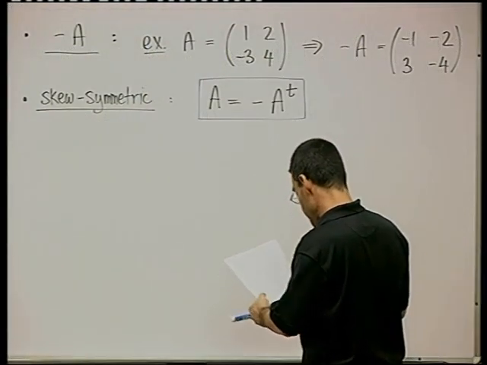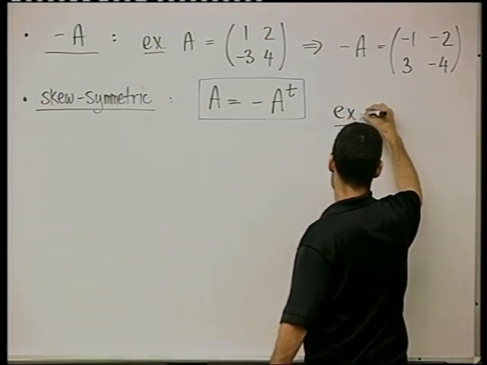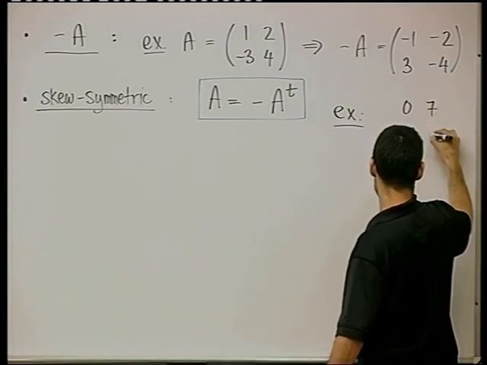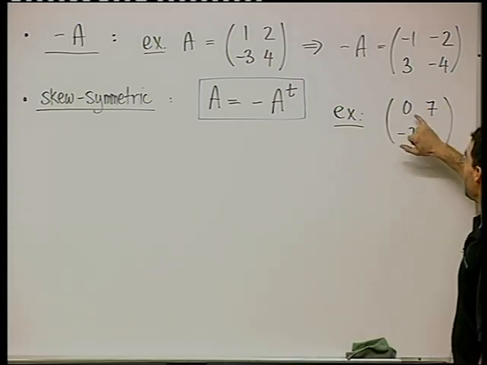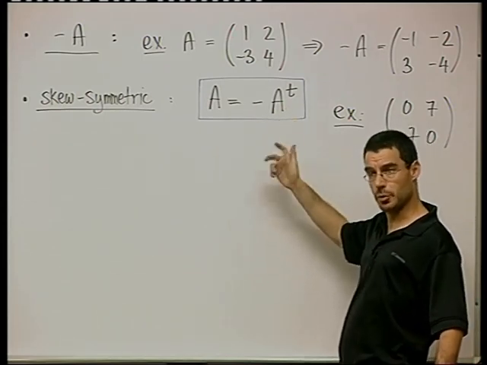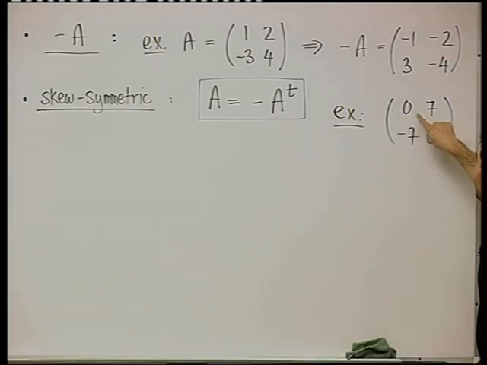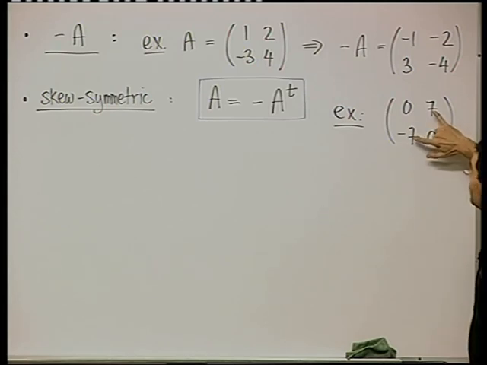So here's an example of one. Example, the matrix 0, 7, minus 7, 0. This is skew symmetric. Why? Every element is not equal to its transpose when you reverse the role of the i and the j, the row and the column, but to minus it. So A12 is minus A21.